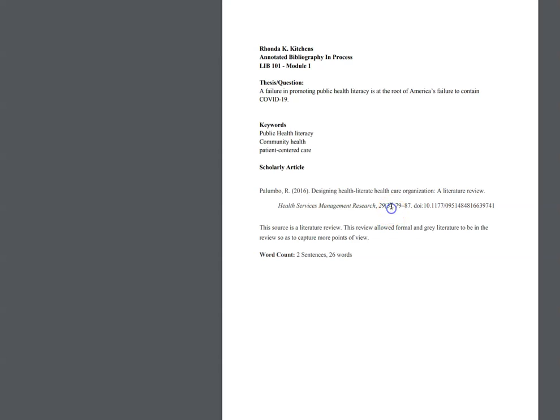The issue number is put in parentheses. There's a comma. You have beginning and ending page numbers. Another way to tell if it's a scholarly research article is that it has more than one page. Usually it's going to have 5 to 40 or something like that. And then when you have a choice between a digital object identifier or a URL, you'll use the digital object identifier.